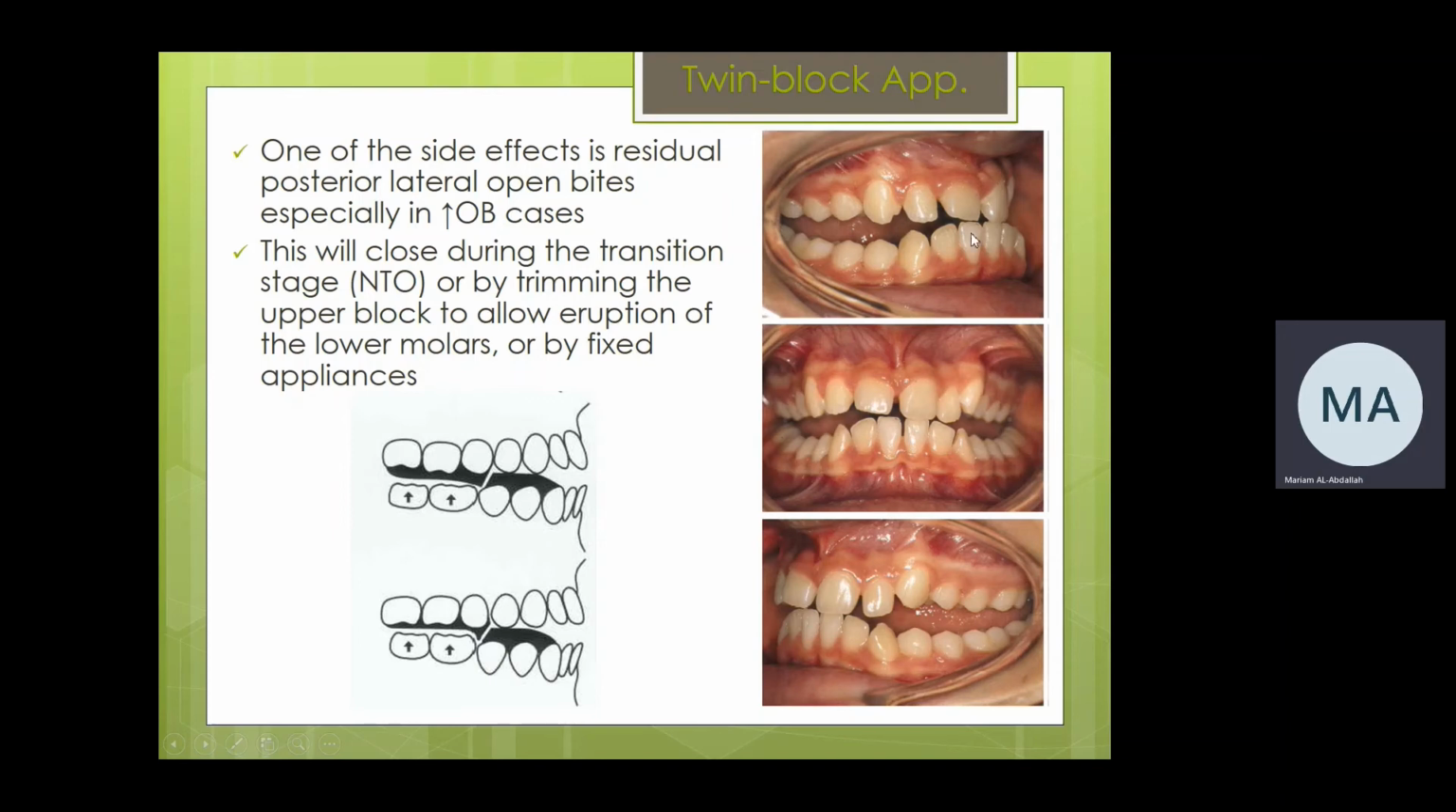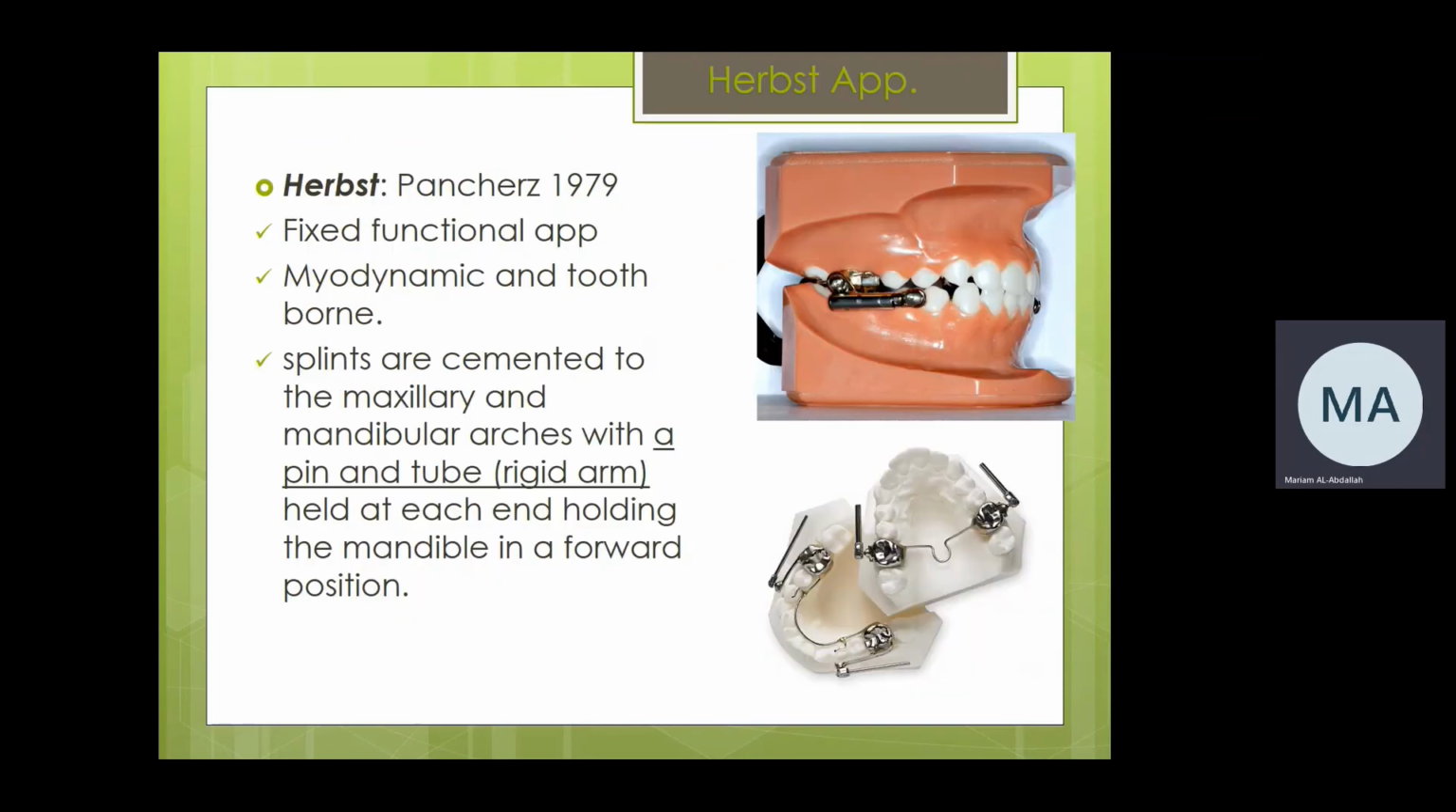After proper use of the twin block, as we said, you will end up having posterior open bite. In order to solve this problem, there are 3 ways to do it. Number 1, use the same appliance nighttime only. Number 2 is to trim the upper block gradually and allow the lower buccal segment to erupt freely into the space. And number 3, to move directly to fixed appliance and to actively extrude the teeth into this space.